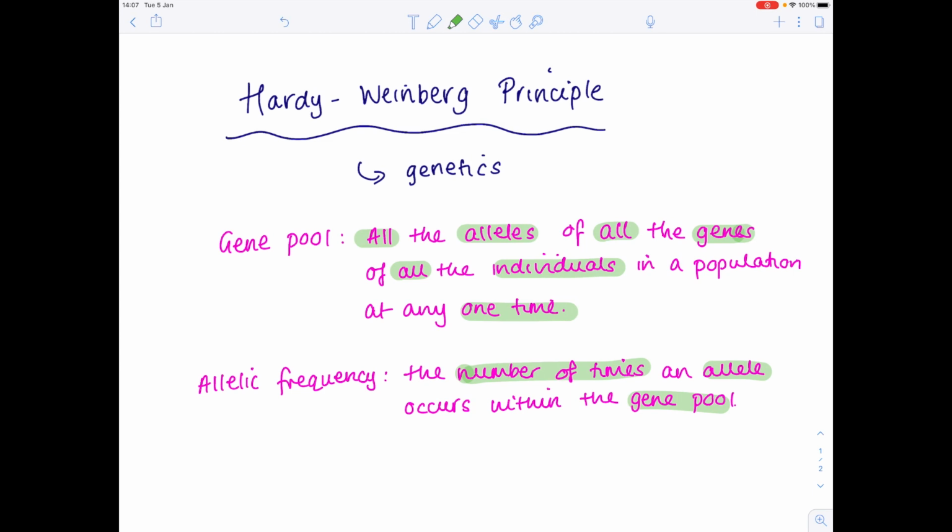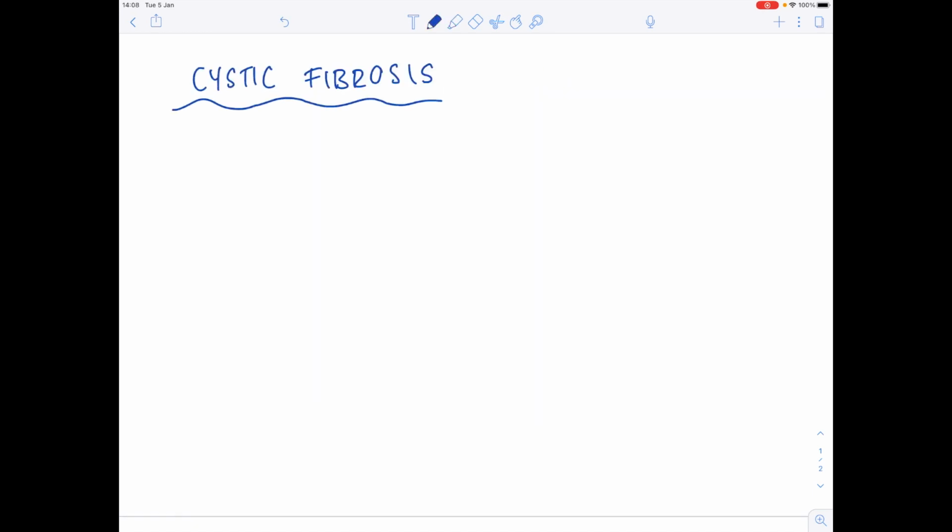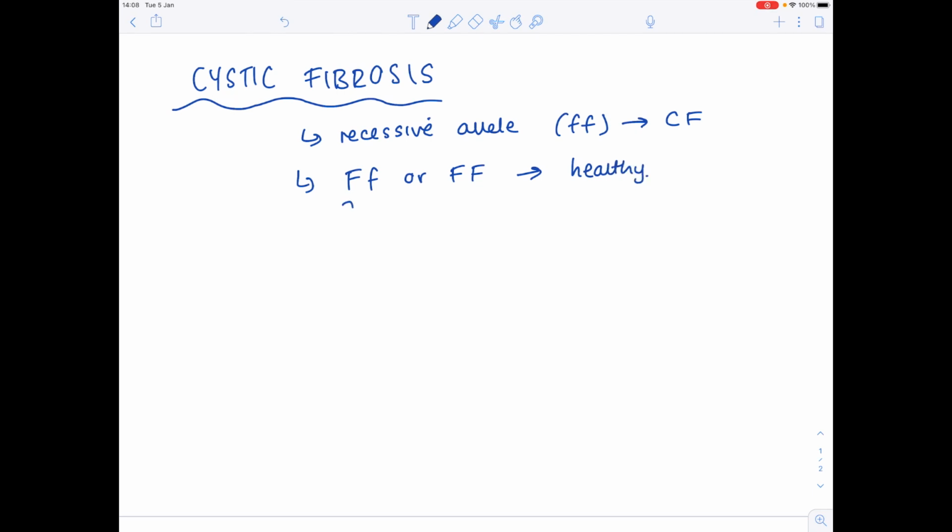Our case study today will be examining the disease cystic fibrosis. So just to remind you, remember cystic fibrosis is caused by a recessive allele, and so if we use an f to represent that allele, you'll need 2 copies of that lowercase f in order to get the disease. If you have either uppercase F, lowercase f, or 2 uppercase Fs, then your person will be healthy. Although obviously this genotype here will mean that you're a carrier of the disease. Cystic fibrosis is a disorder where excess mucus is produced.